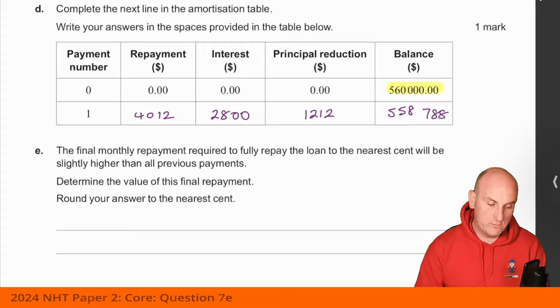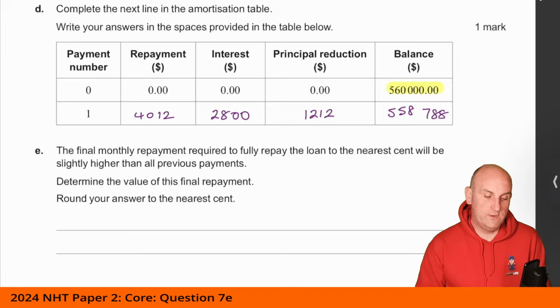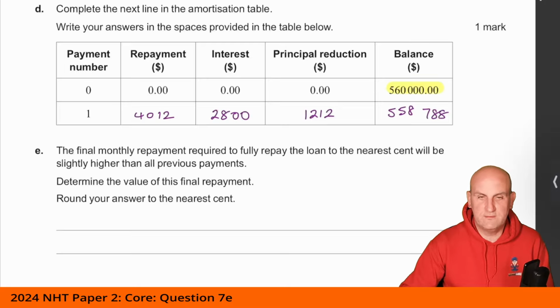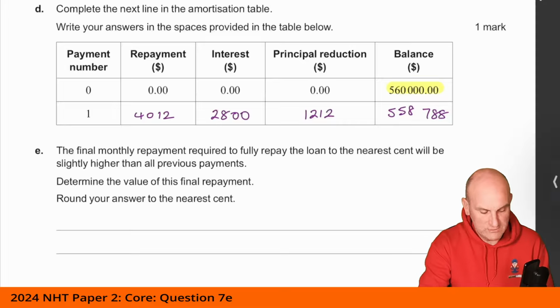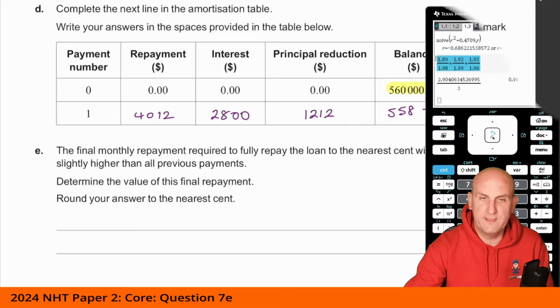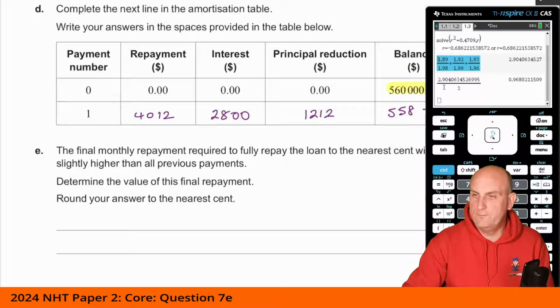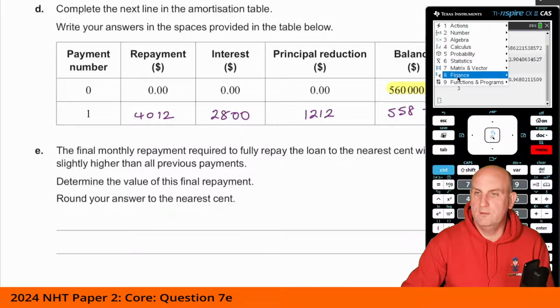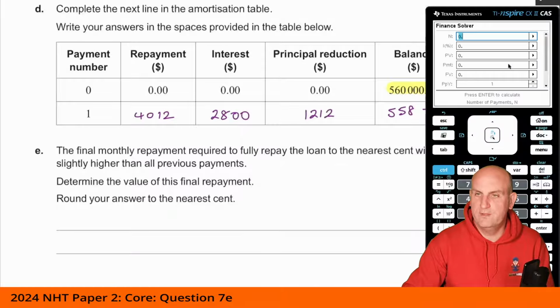The final monthly repayment required to fully repay the loan to the nearest cent will be slightly higher than all the previous payments. Determine the value of this final repayment. Well, as far as I'm concerned, the easiest way to do that is to fire up my calculator and go menu, finance, financial solver.